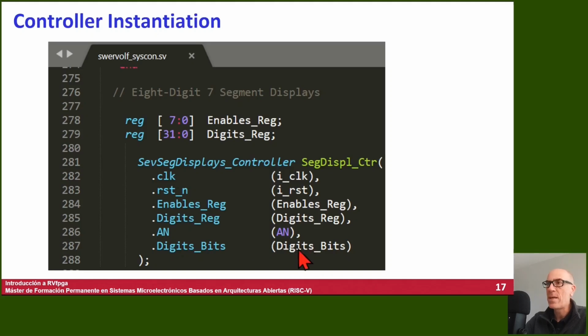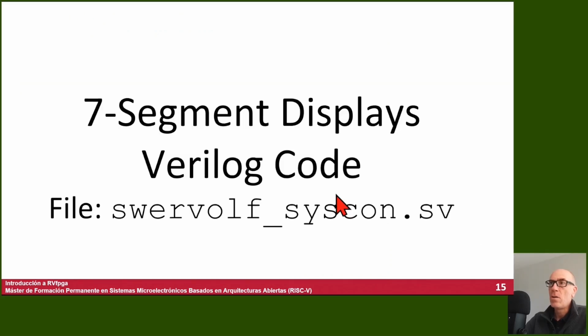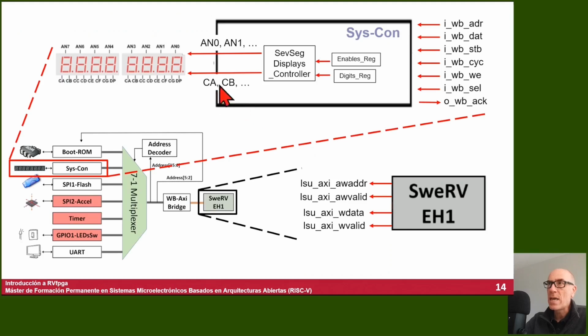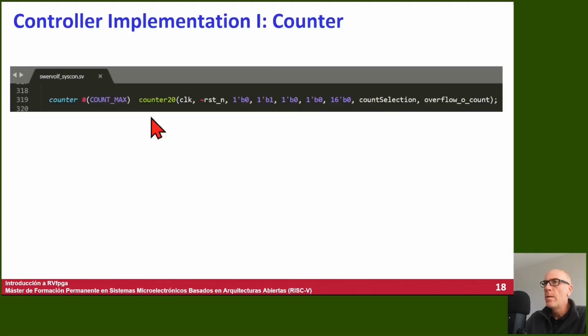Here, digits bits refers to individual bits CA to CG, which are controller outputs for the 8 7-segment displays. Now let's analyze the implementation of the 7-segment display controller.